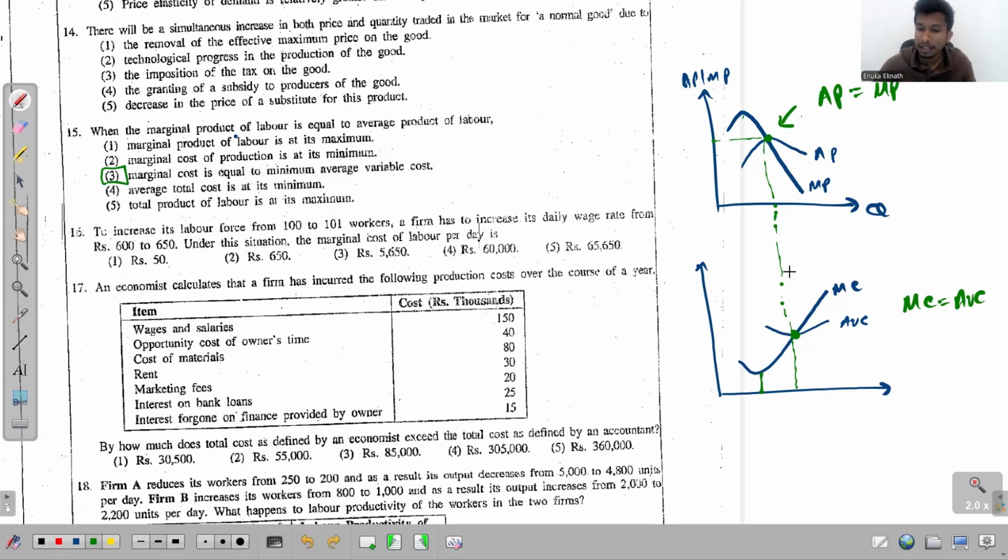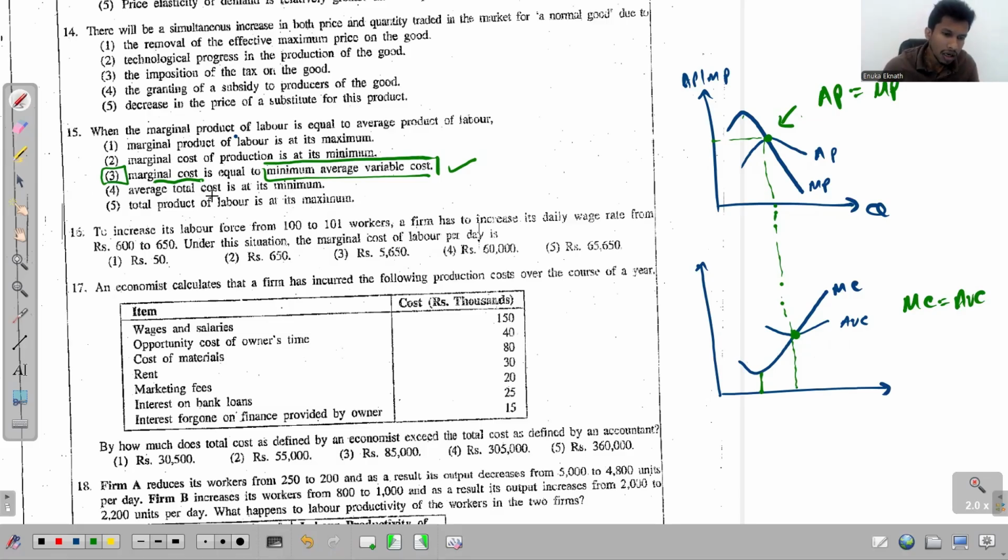See, this is the shape of the average variable cost curve. We have discussed these things in the theory classes. This MC curve goes through the minimum point of AVC. If so, this has to be the minimum AVC, right? At that point, you should receive the minimum value for AVC. Marginal cost is equal to the minimum average variable cost. 100% correct.